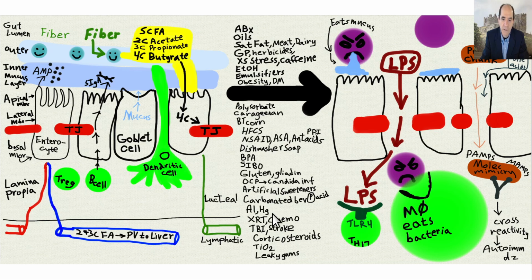Or if you ingest any of these toxic things, things like antibiotics, oils, excessive stress, excessive caffeine, alcohol, the chlorine in municipal tap water. All these things contribute to increased risk of leaky gut. So they're all bad. All right, when you get leaky gut, you don't have these tight junctions.